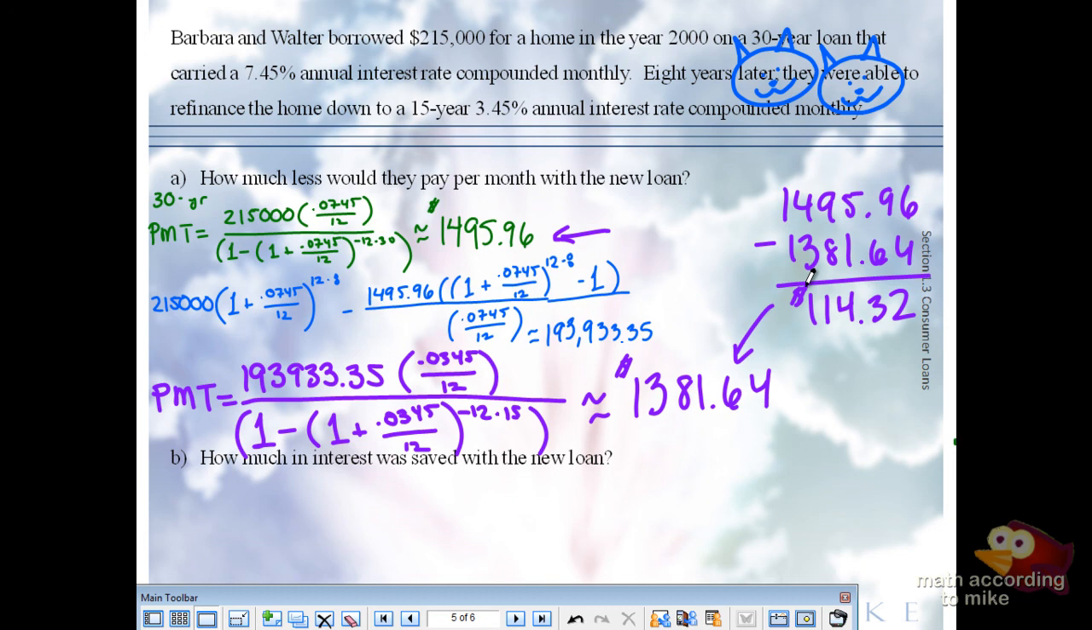A pair of shoes a month. A pair of shoes? Oh my gosh. That's a lot for a pair of shoes.